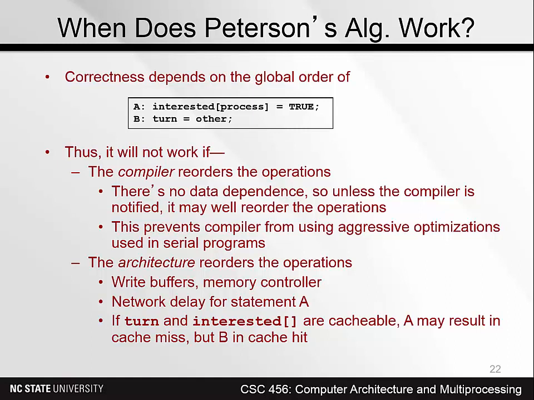Or the same could happen if turn is located in a nearby memory and interested is in a far away memory. Then the first write could be delayed due to network latency. Finally, if turn is cached and interested is not, the write to turn might complete out of order before the write to interested. This is called a memory consistency problem, and it prevents Peterson's algorithm from working correctly.